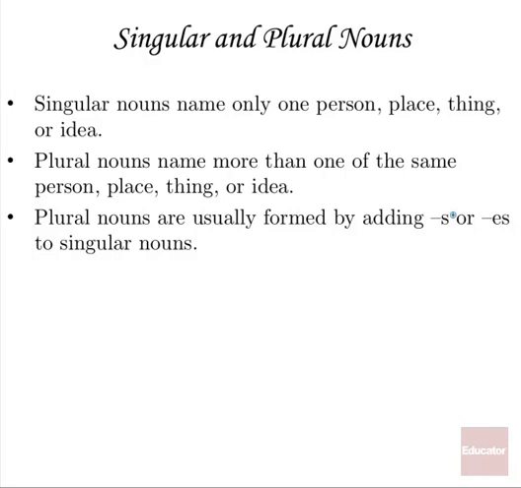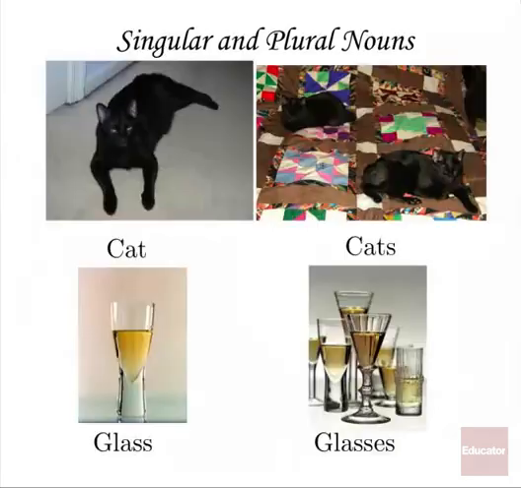Now, one of the first things you need to know about nouns is that they come in both singular and plural forms. Singular nouns name only one person, place, thing, or idea. Plural nouns name more than one of the same person, place, thing, or idea. Now, there are irregular nouns that have irregular plurals, but plural nouns are usually formed by adding s or es to the end of a singular noun. Let's look at a couple of examples.